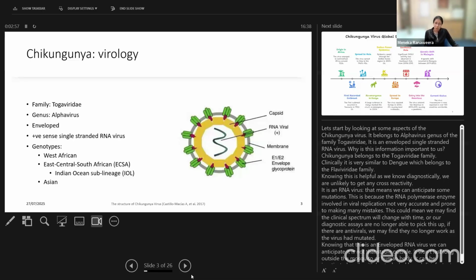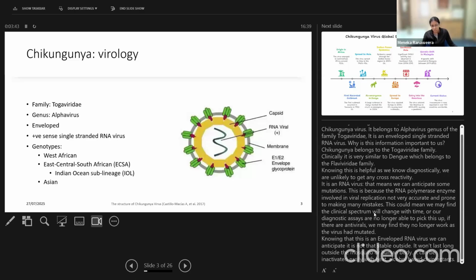So what this could mean to us is that with time, we might notice changes to the clinical spectrum, or we might find that our diagnostic assays are no longer able to pick up this virus because it has mutated. Or down the line, if there are antivirals, we might find that they no longer work. Or any vaccines we develop no longer work because the virus has mutated. So this means that we need to be more vigilant and monitor exactly what happens to this virus.